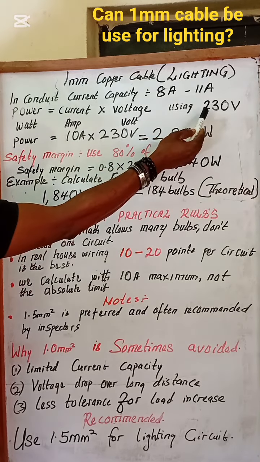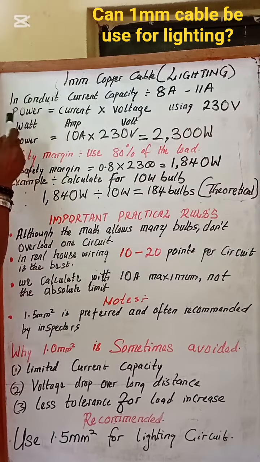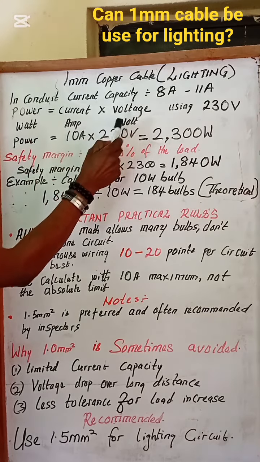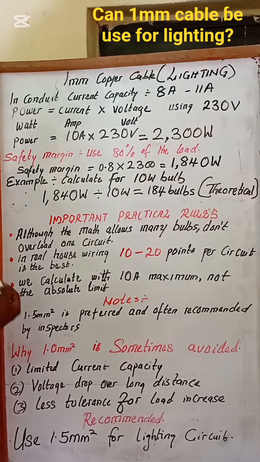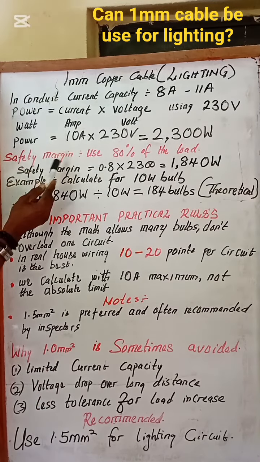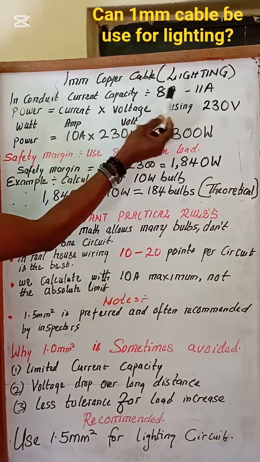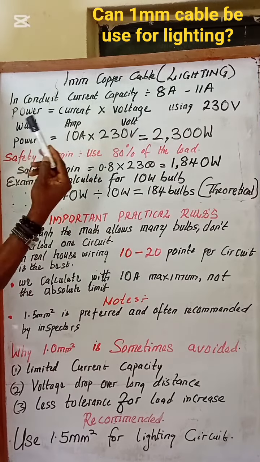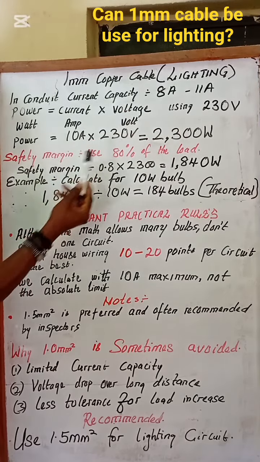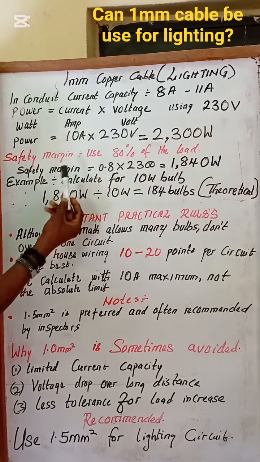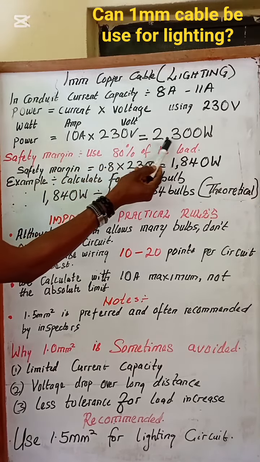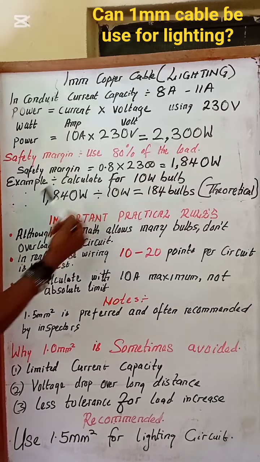And when we are using 230 volts, the power is rated in watts, the current is rated in amps, and the voltage is rated in volts. Now, power is equal to 10 amps, let's use 10 amps, between 8 amps to 11 amps. And we are using 230 volts. So 10 times 230 gives us 2,300 watts.